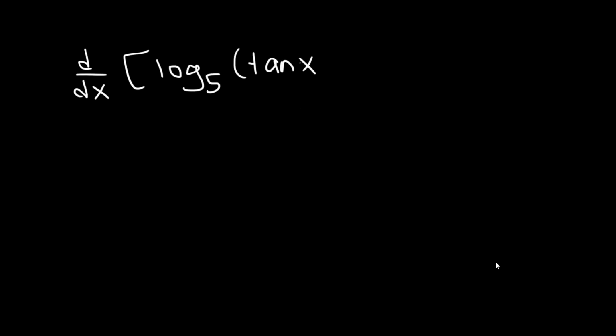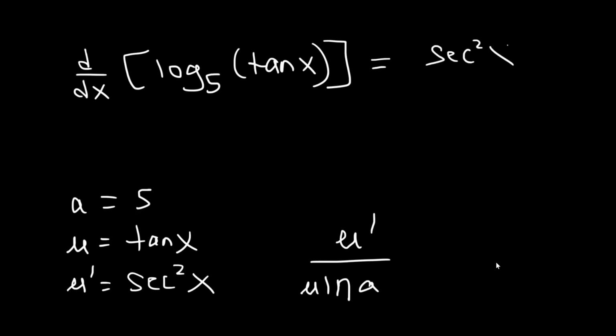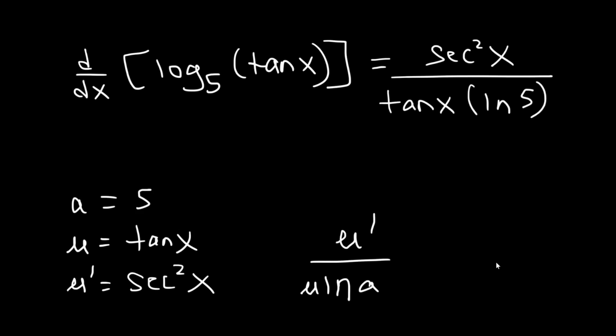Let's work on one more example with logs. So go ahead and find the derivative of log base 5 of tangent x. So u is tangent. U prime, the derivative of tangent is secant squared. And a is 5. So using the formula u prime over u ln a, it's going to be secant squared divided by tangent x times the natural log of 5. And that's it.